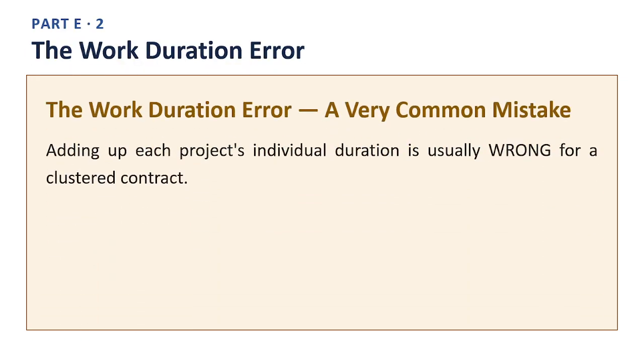Next slide. The work duration error. The work duration error, a very common mistake. Adding up each project's individual duration is usually wrong for a clustered contract. Keep this specific number pattern in mind, 20 plus 25 equaling 45, because it is exactly the kind of arithmetic that feels obviously correct at first glance. Which is precisely what makes it such a persistent and hard to catch error in practice.